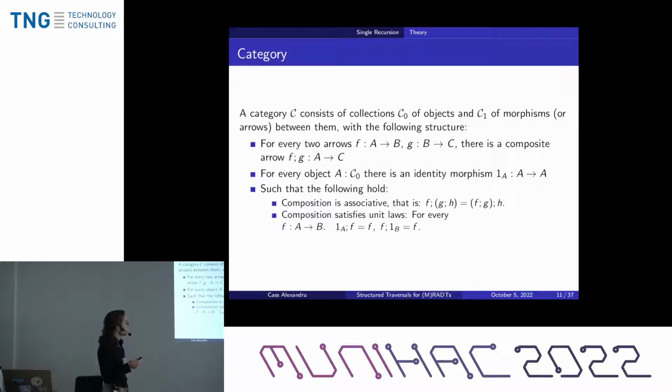And for every object, there's an identity morphism going from that object to itself. Composition is associative, so if I do F, then G, then H, that's the same as doing F, then G, then H. And we have unit laws. So if I go do the identity arrow on A and then go via F to B, it's the same as going from A to B via F directly. Or if I go from A to B and then take the identity arrow on B, it's the same as just going from A to B via F.